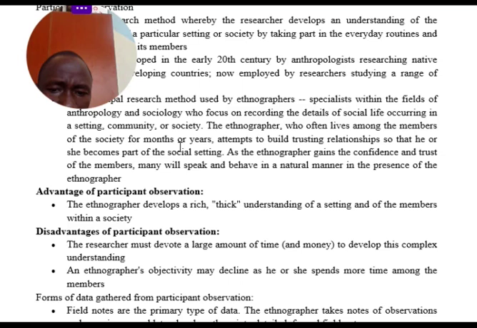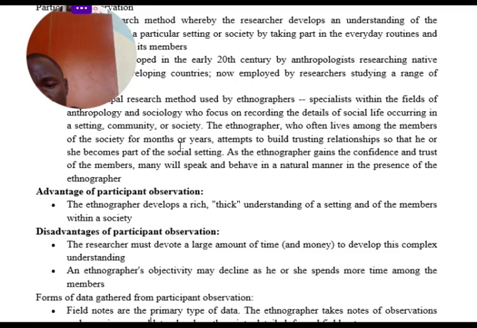So when you look at this one, as one of the advantages, they talk about that it develops understanding of the setting of the members of a given society. In other words, it helps us to understand various activities that may be done within a given area. So it displays given activities, ways of thinking, and understanding of a setting and the members within a given society.